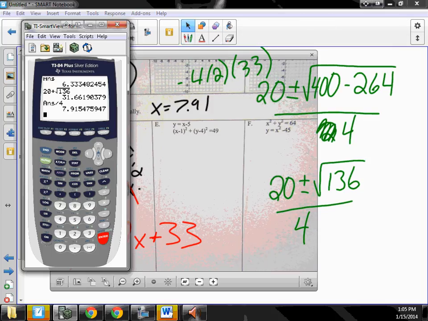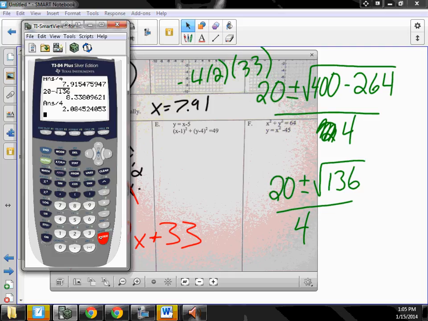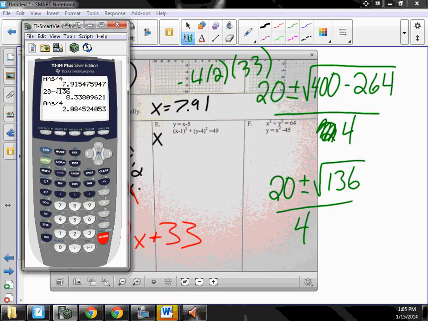And then 20 minus the square root of 136, divide that by 4. And the other x value is 2.08. So how many intersections does this have? Exactly 2. How do I know that?